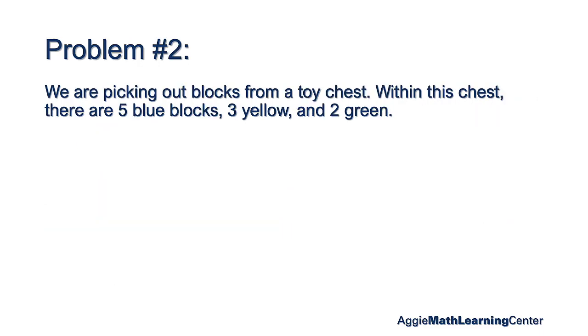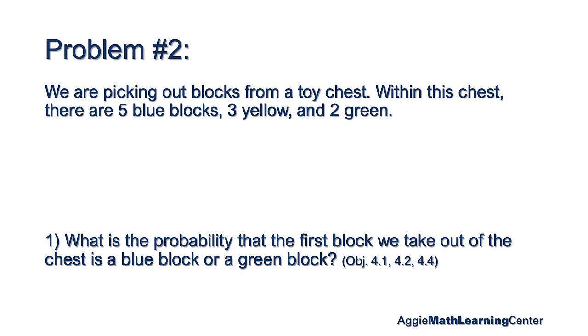Problem number 2. We are picking out blocks from a toy chest. Within this chest, there are 5 blue blocks, 3 yellow, and 2 green. Question: what is the probability that the first block we take out of the chest is a blue block or a green block? Pause to answer, then press play to check your work.